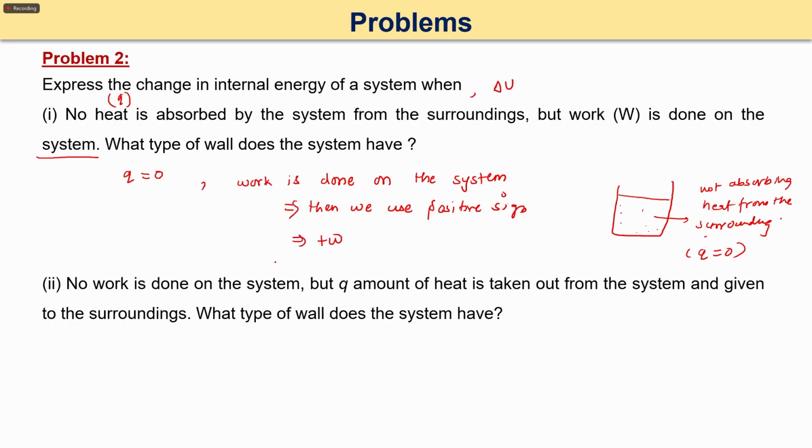Now we have to calculate the change in internal energy. The change in internal energy is nothing but Q plus W, from the first law of thermodynamics. Here work is done on the system, so we use the positive sign. The positive sign is already there, so we will not change it. But Q is 0, so let us put Q equal to 0 in this equation. What will we get? 0 plus W. So ΔU is equal to W.